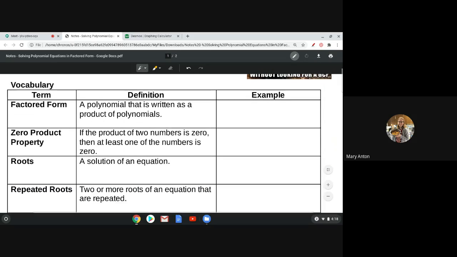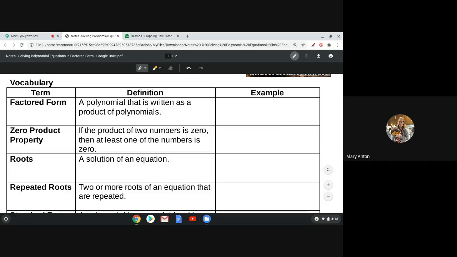So let's just make sure we're all on the same page with some vocab. So factored form is a polynomial that is written as a product of polynomials. We have seen this most commonly written as a product of two binomials. For example, x plus 2 times x minus 6. We've seen these, and we've used distribution to expand items like this.